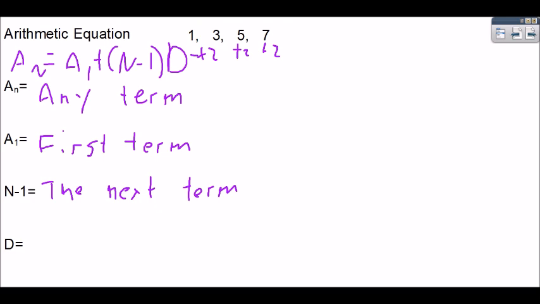My last one is d. d means the difference, the common difference. That means how much am I adding or subtracting to each one. So my common difference in this example is plus 2.